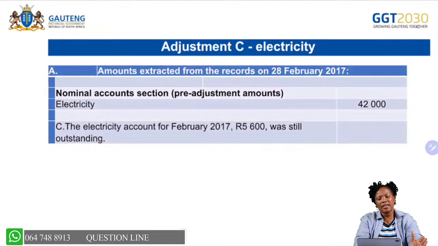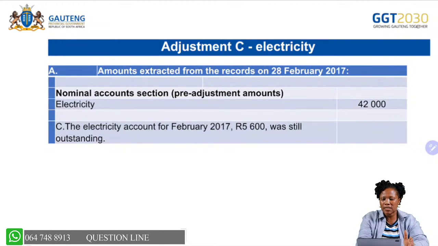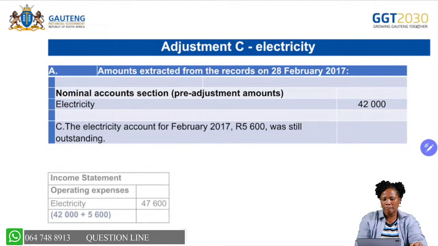They are saying that the electricity account for February is 5,600, and this was still outstanding, a very easy adjustment. And then from the pre-adjusted information, you are given 42,000 rands. That is the amount that has been paid for electricity. We have not paid 5,600 rands. We are owing.